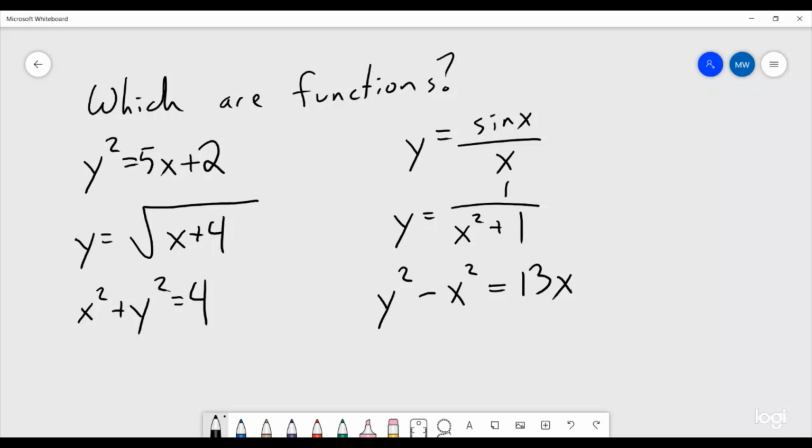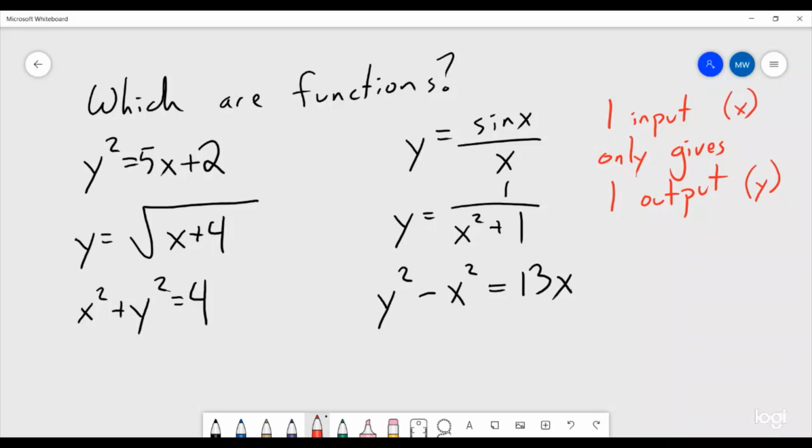We might recall what it means for something to be a function. For something to be a function, it means that we have one input, one output. So that's what it means for something to be a function, and in this case we're going to be assuming that our outputs are our y values and our inputs are our x values. So let's go through each of these.